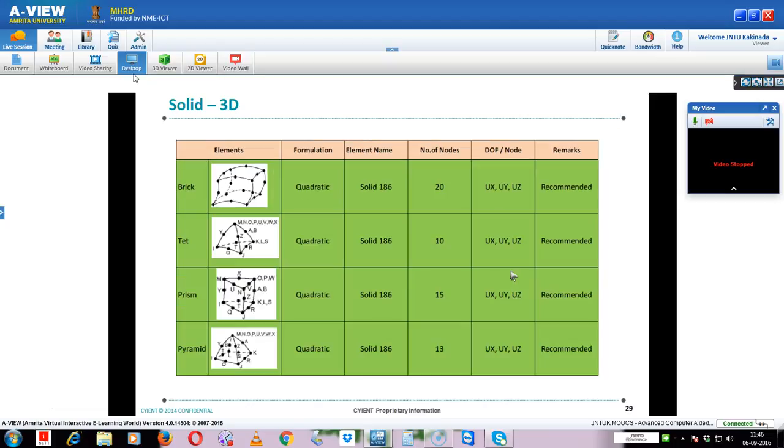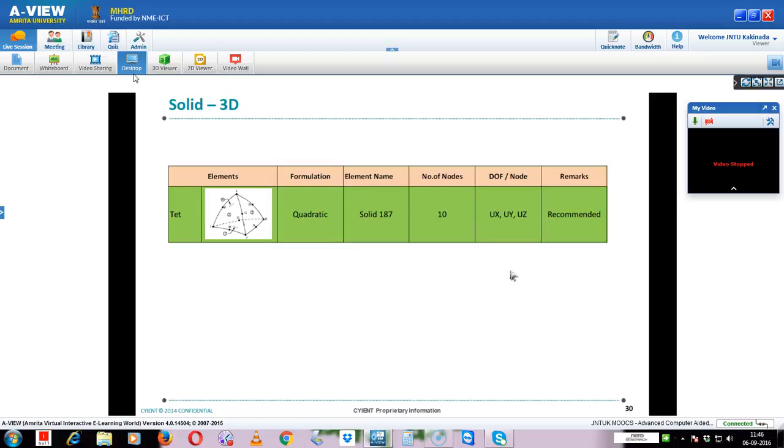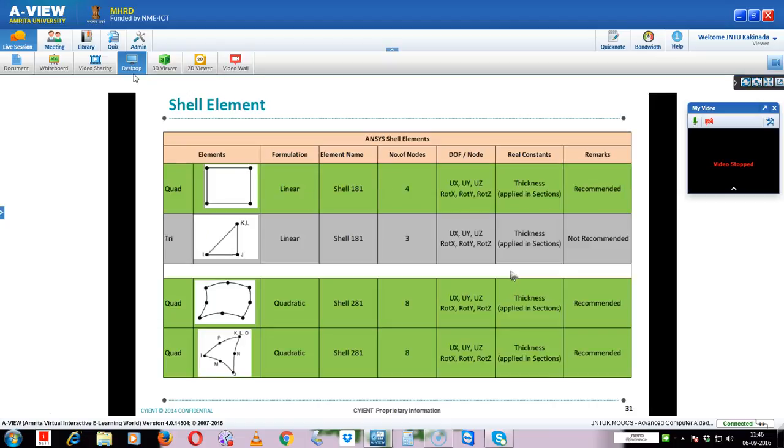So coming to quadrilateral, so tet is there, brick is there, prism and pyramid, everything is recommended because of their dependencies on location. Okay, so element geometry location, it is depending upon x y z. So all these four formations depend upon the locations, that's why they are recommended. Quadrilateral are very much recommended. So same is the case with the tet, it is recommended.